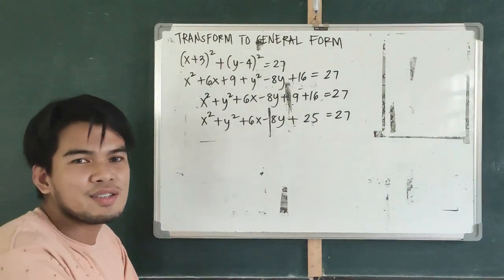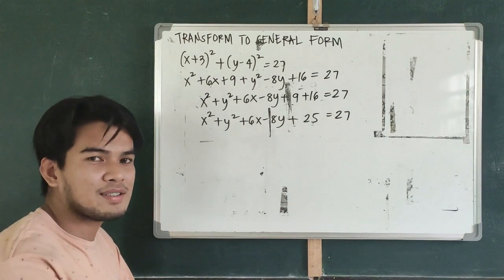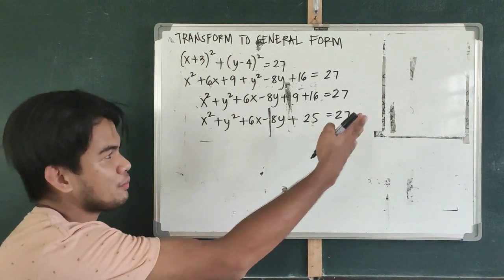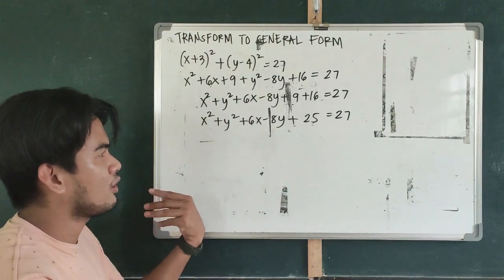So, as much as possible sa general form, dapat lahat ng terms doon sa right, ilipat natin sa left. Ang maiiwan doon sa right ay 0. So, how can we do that? We transpose 27 doon sa left.